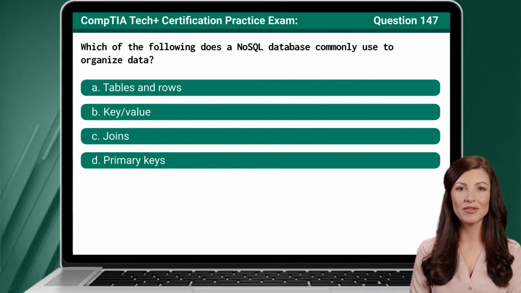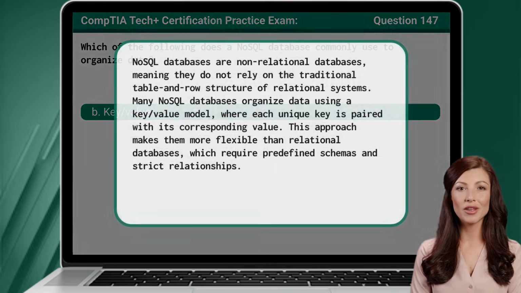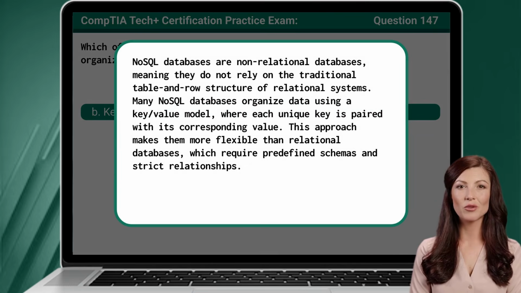Question 147. Which of the following does a NoSQL database commonly use to organize data? The answer is B. Key value. NoSQL databases are non-relational databases, meaning they do not rely on the traditional table and row structure of relational systems. Many NoSQL databases organize data using a key value model, where each unique key is paired with its corresponding value. This approach makes them more flexible than relational databases, which require predefined schemas and strict relationships.